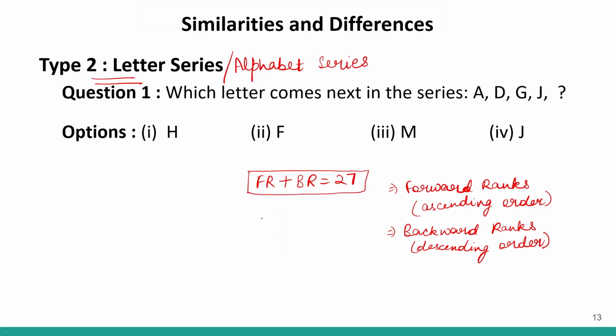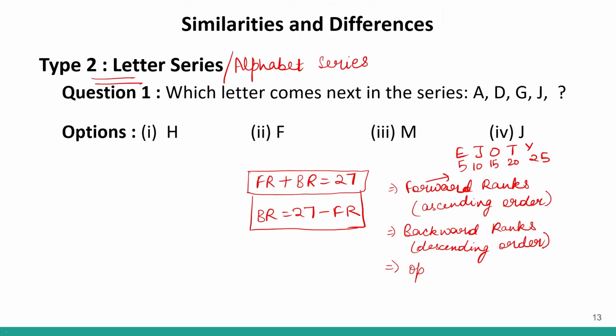This can also be written as: if we do not know the backward rank, it can be found out by subtracting the forward rank from 27. So this was also a concept that we discussed. Another concept was the shortcut to remember forward rank, which was EJOTY. So in this, E is 5, J is 10, O is 15, T is 20, and Y is 25. So this was also a concept that we discussed to remember forward ranks.